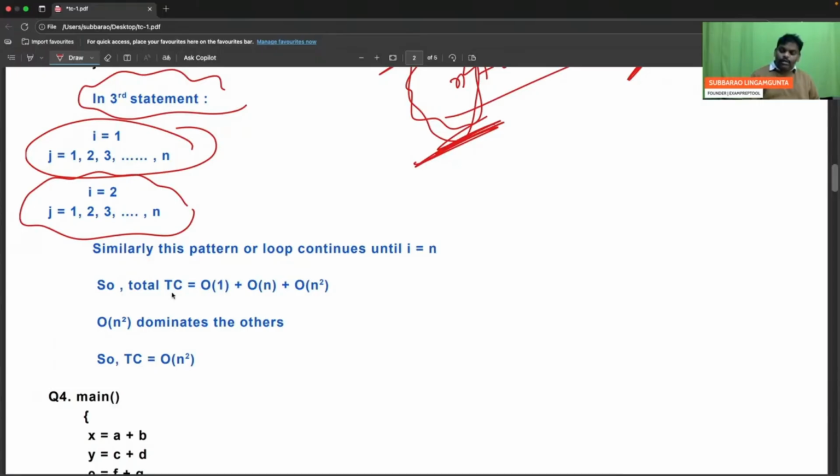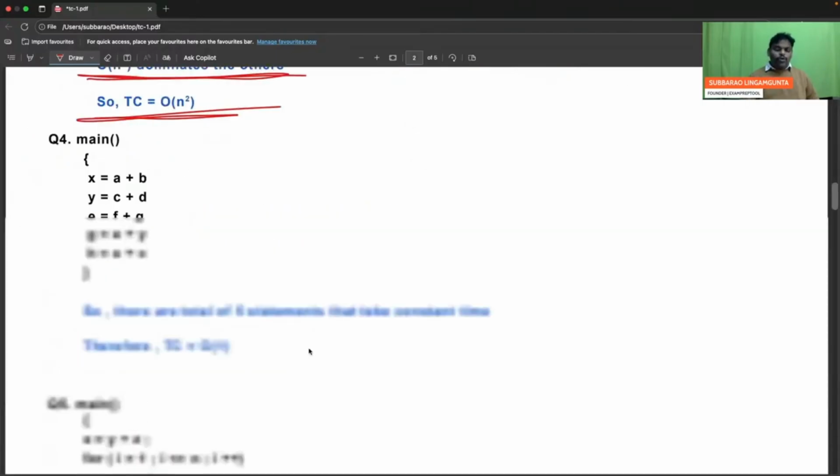So total time complexity is the first statement order of 1, second statement order of n, third statement order of n square. Overall, order of n square will dominate. Time complexity of this program is order of n square. I hope the third problem is clear to everyone.